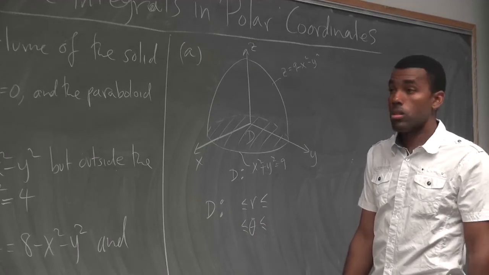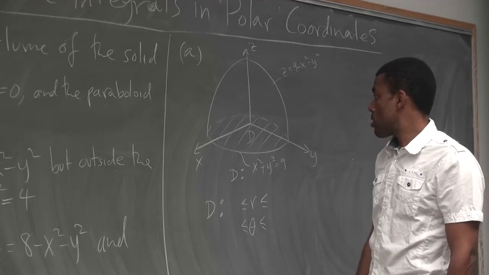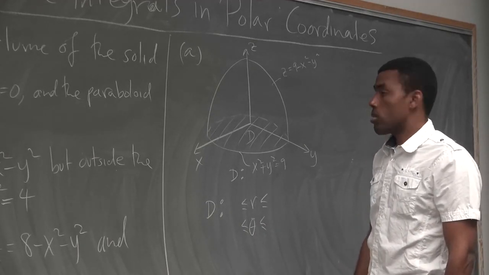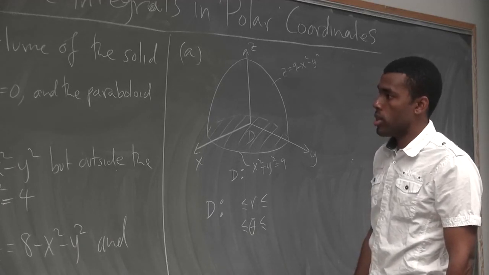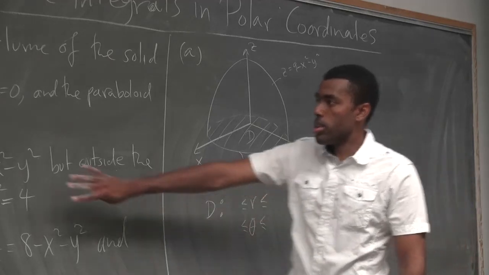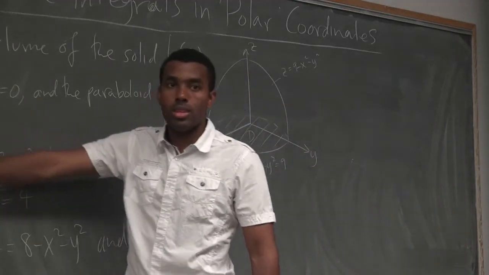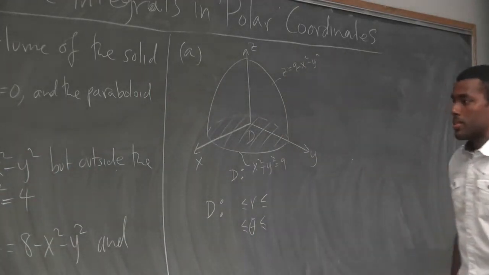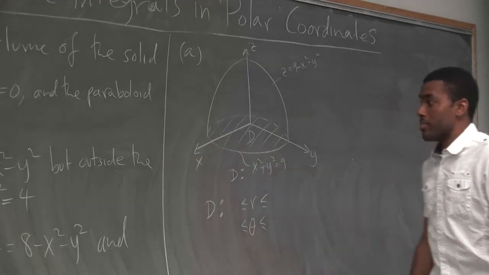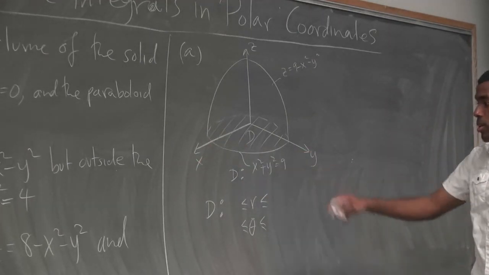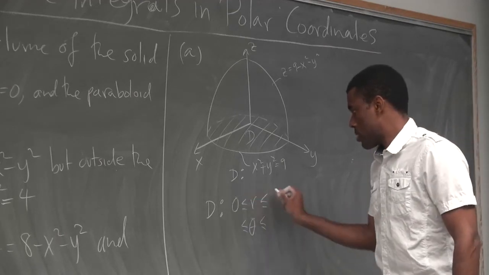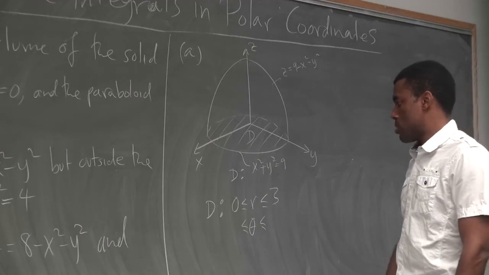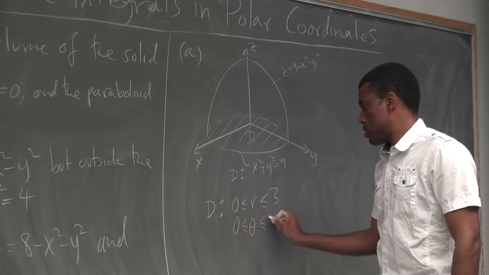Yes? I have a question. Isn't D smaller than the parabola? Because the radius of D is 2. Where is that? No, you're looking at B right here. Oh, okay. Yeah, that's a whole different thing. Okay, so this is our region. I want to find the volume. How do I describe this region? R goes from what to what? 0 to 3. Theta goes from what to what? 0 to 2 pi.